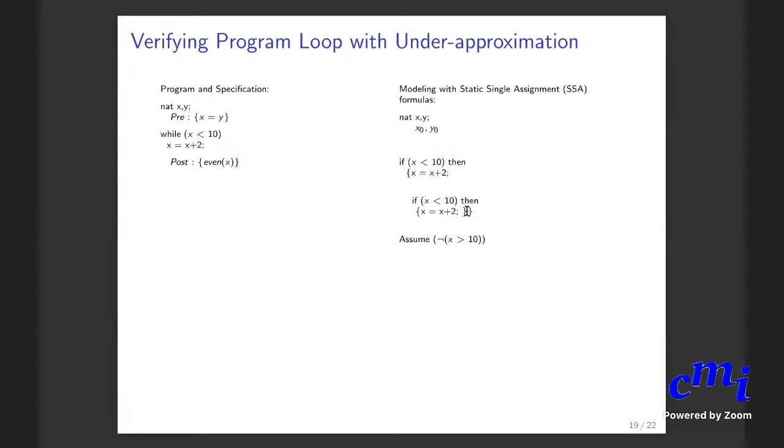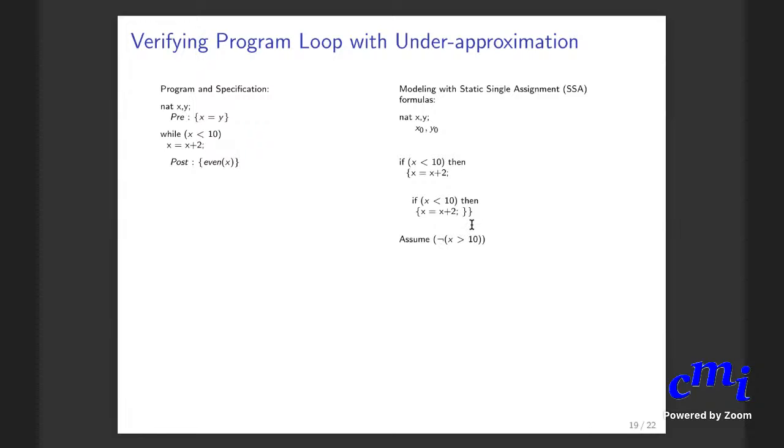Here I have unwound it only twice. In this case, it makes sense because this condition kind of holds all along the loop, so it makes sense to unwind it fewer times. Yeah, but what is the conclusion that you get?